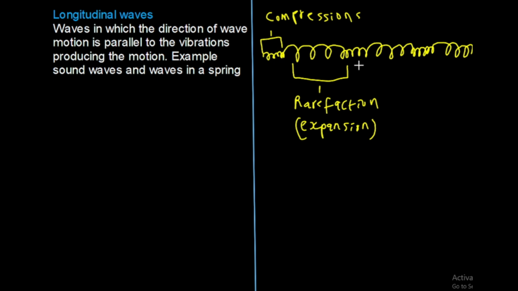Now the particles are inside this material here. You notice that the particles move in this direction. Wave motion is also in this direction. The compressions and rarefactions occur in this direction. They move like this on the horizontal, and the particles also move in the same direction. So you see that they are parallel to each other. In other words, they are in the same direction.